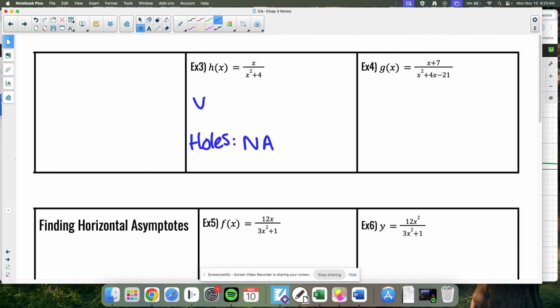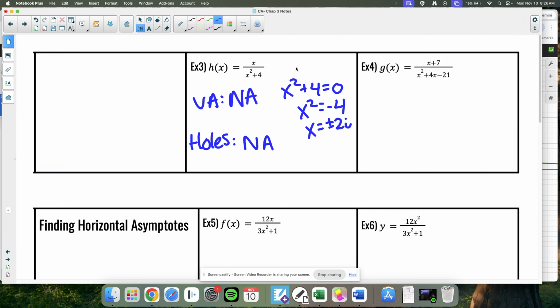Vertical asymptote. What part gets set equal to 0 to find your vertical asymptote? The denominator. When I set this denominator equal to 0, solving it, what would be the first thing you do? So what does x end up equaling? Plus or minus 2i. Do imaginary answers exist on our x-axis? No. So is this graph going to have any vertical asymptotes? No.